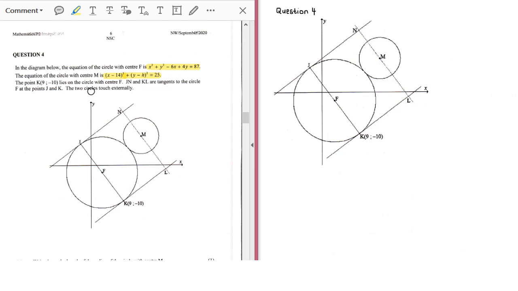Okay. These two circles touch externally, and if we remind ourselves of the theory, we know that whenever two circles touch externally, the distance between their centers is just given by the sum of their radii. We usually refer to the radius of the big circle as capital R and the radius of the smaller circle as small r. So when we take the sum of these two radii, it gives us the distance between those two centers. Okay, so let's see what the question says.